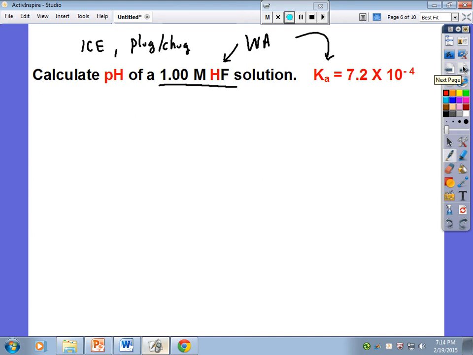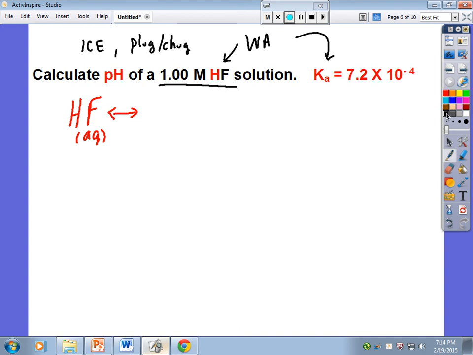Now, how do I do this? Calculate the pH of a 1 molar hydrofluoric acid solution. They give me a Ka, which gives me a big hint that this is a weak acid. If I didn't know it, I have to know my strong acids and figure out it's a weak acid. But the very first thing I need to do is write a dissociation equation. My hydrofluoric acid has a double arrow.